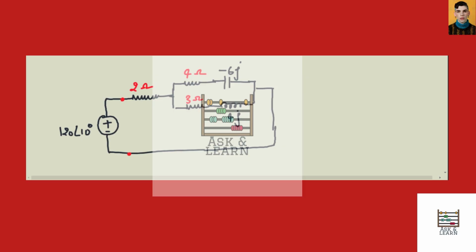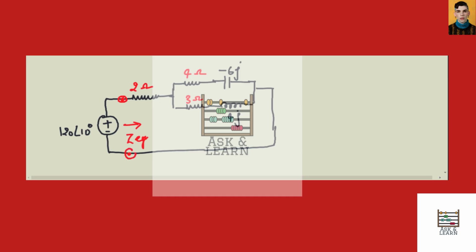In this problem, we first have to find the value of the equivalent impedance across these 2 points. So we have to find the Z equivalent across this. The nomenclature may be different, but we just have to find the equivalent impedance across these 2 points.